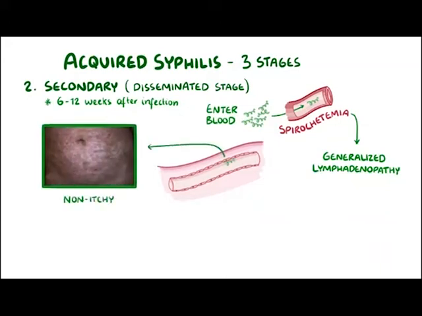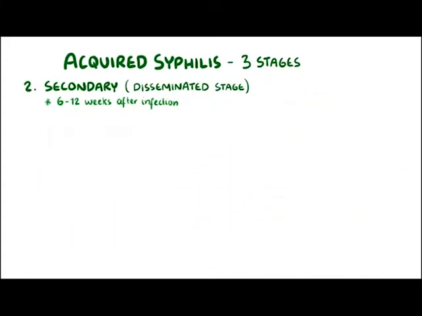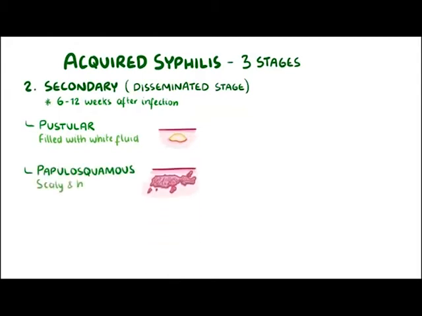This causes a non-itchy maculopapular rash, which are small bumps that are either flat or raised. The rash starts on the trunk and then spreads out to the arms and legs, and eventually to the palms, soles, genitalia, and other mucous membranes. These rashes can sometimes be pustular, which means they're filled with a white fluid, pus, or they can be papulosquamous, which is when they're scaly and hard.